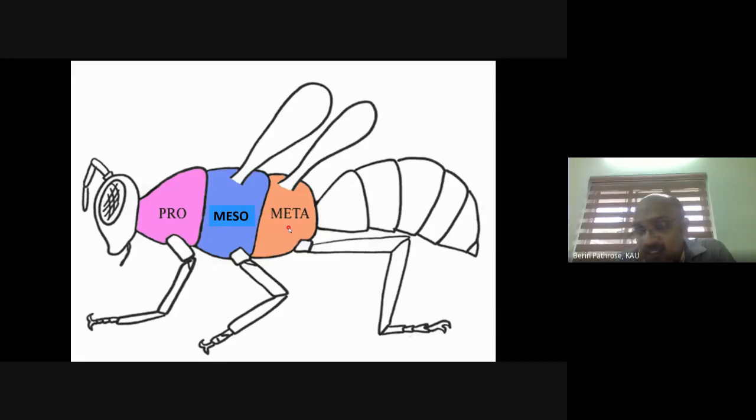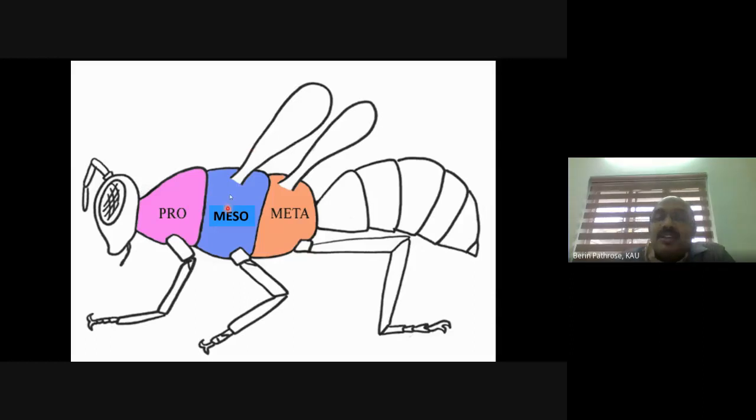That is six legs. And the meso and metathorax have a pair of wings each, while wings are absent in the prothorax. The mesothoracic wings are called forewings, and the metathoracic wings are called hind wings. These are the forewings and these are the hind wings. Again, we have a pair of wings in the meso and metathorax.